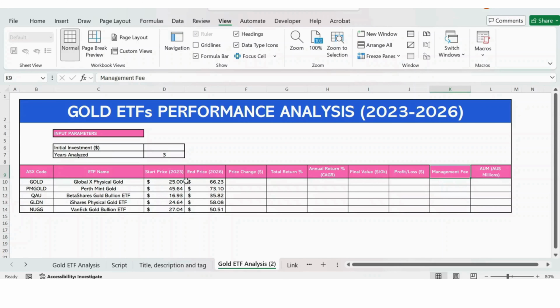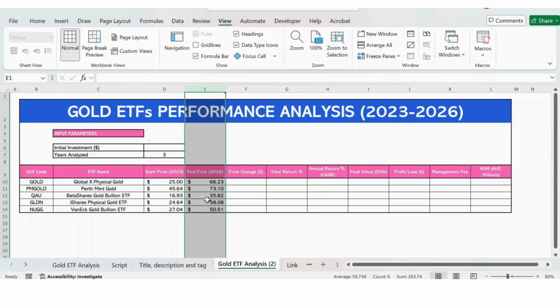Let's start with the foundation, columns D and E. These are the only two columns you need to update when new data comes out. Everything else auto-calculates. Column D, Start Price, 2023. These are the opening prices from early 2023. Column E, End Price, March 2026 closing prices.